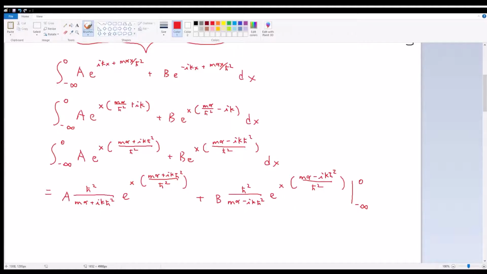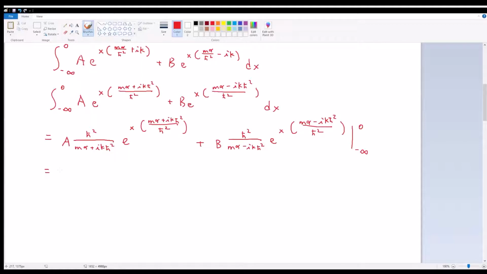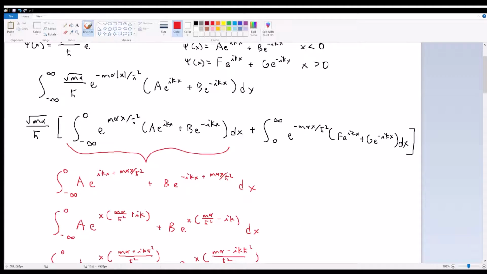So let's see. The e to the x terms are going to both just go to 1 at x equals 0, and they both also go to 0 at x equals negative infinity. So this is in reality just equal to a times h bar squared over m alpha plus ik h bar squared plus b times h bar squared over m alpha minus ik h bar squared. And that is the first part. Next, let's do this integral. So I'm actually going to copy and paste this and move it down.